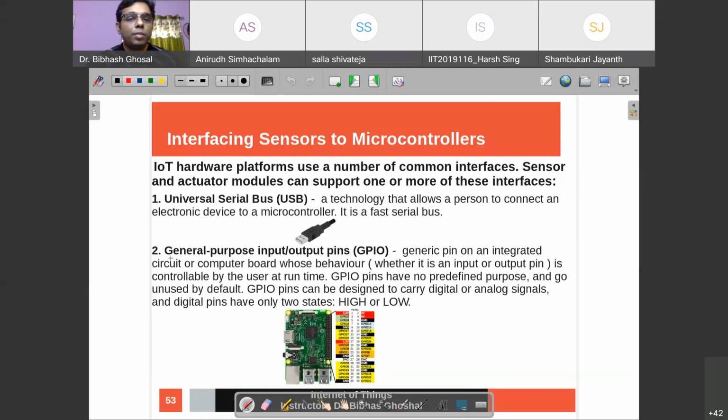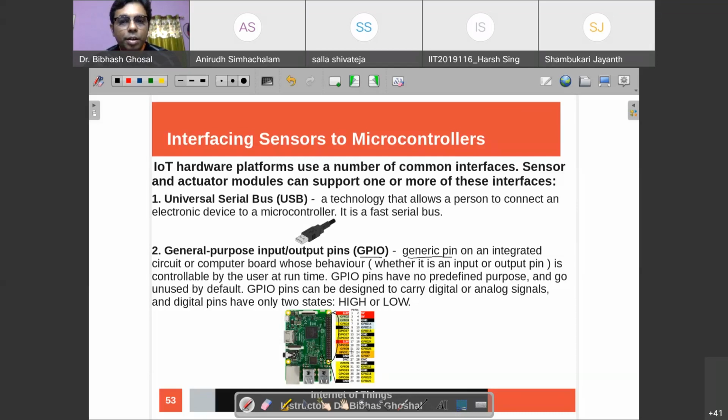The second one that we will primarily be using in our tutorial and lab is general purpose input output. What are they? Well, they are generic pins. As you see here, this is a Raspberry Pi, and this is the connector, the 40 pins that you see.